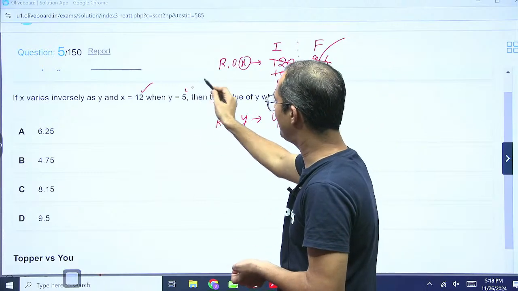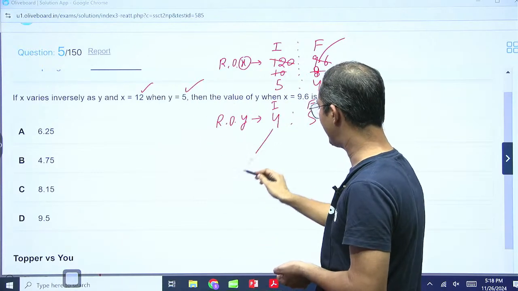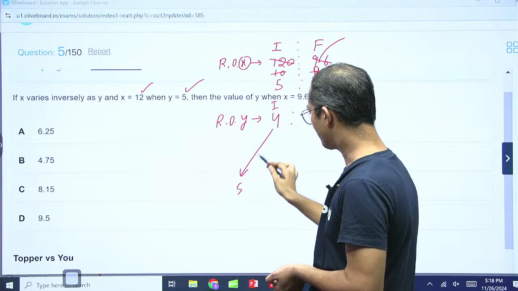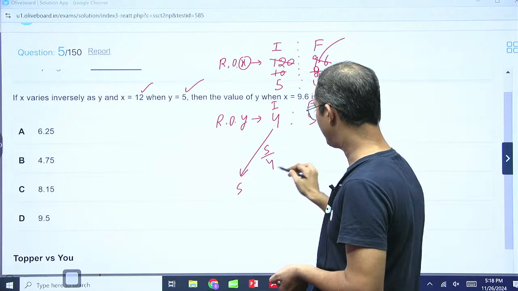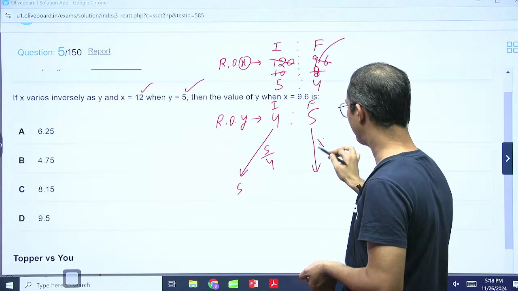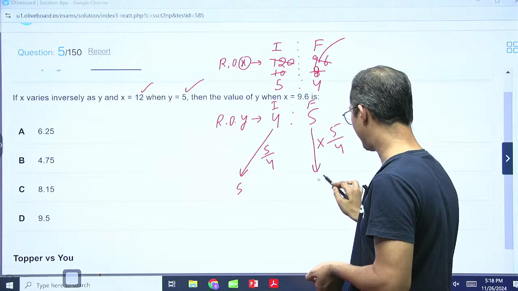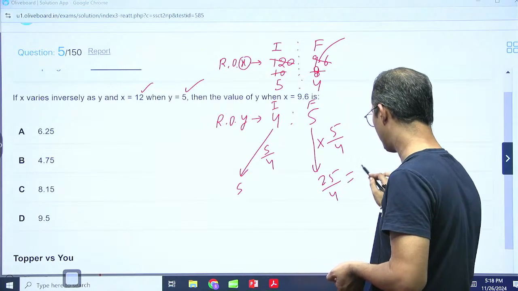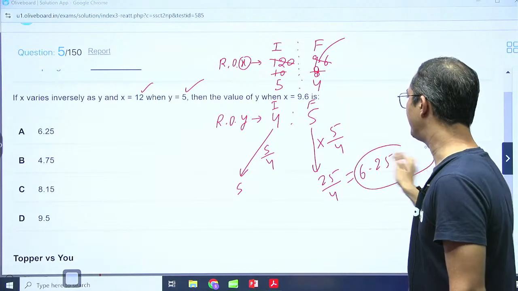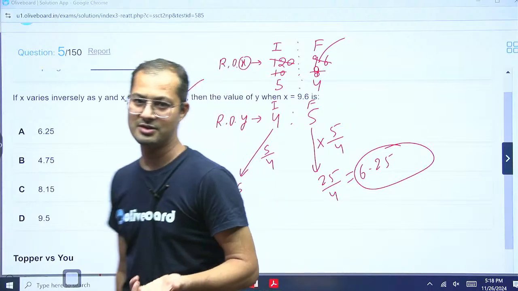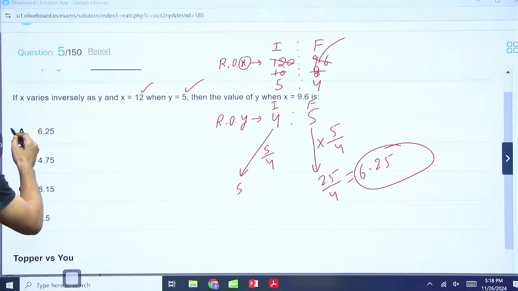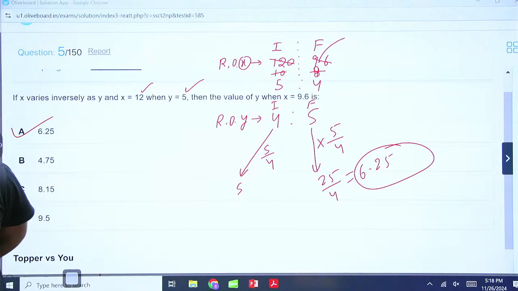The initial value is 5, so 4 units is equal to 5. What is the value of 1 unit? 5 divided by 4. So what is the value of 5 units? 25 divided by 4, which is 6.25. That is the right answer. With ease we can solve this question. So A is the right answer. Yes, 6.25 is the right answer.